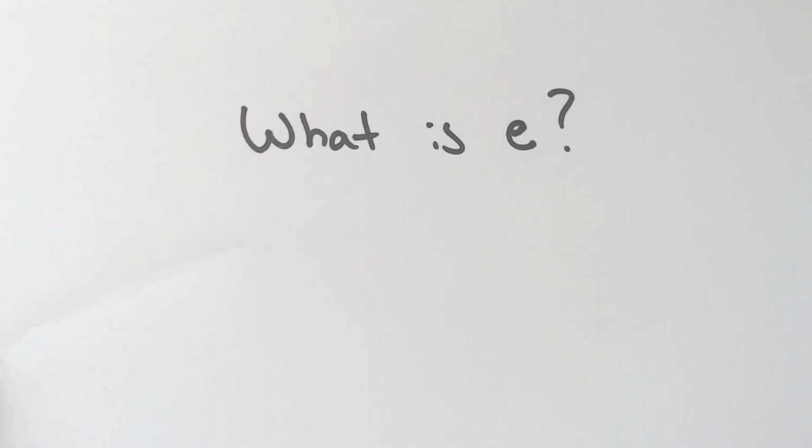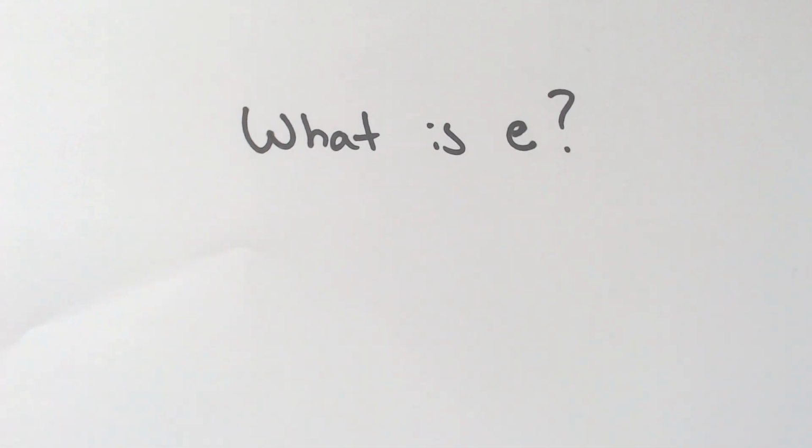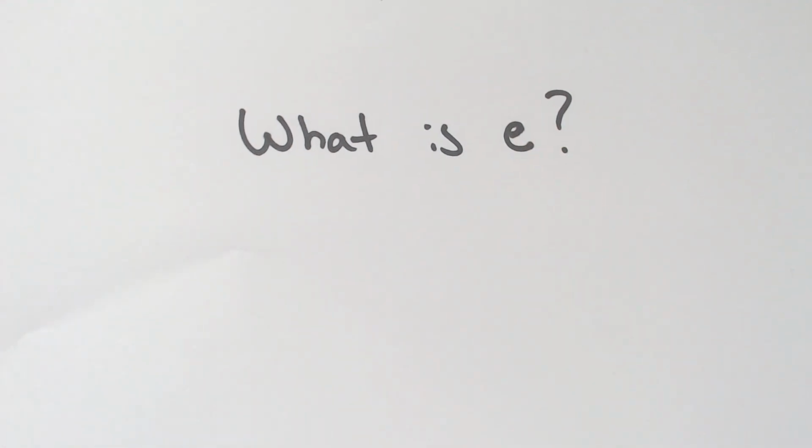Today we're going to discuss what is E. Well, E is my favorite number, just so everybody is aware. E is my favorite number, and that is because nobody knows what E is, but it is as important, if not more important, than the number pi, and everybody knows pi is 3.14.